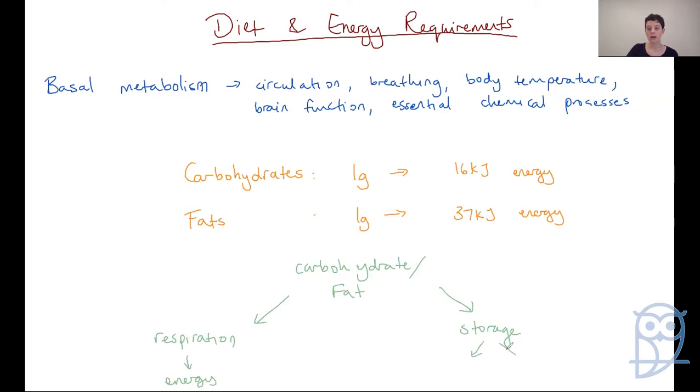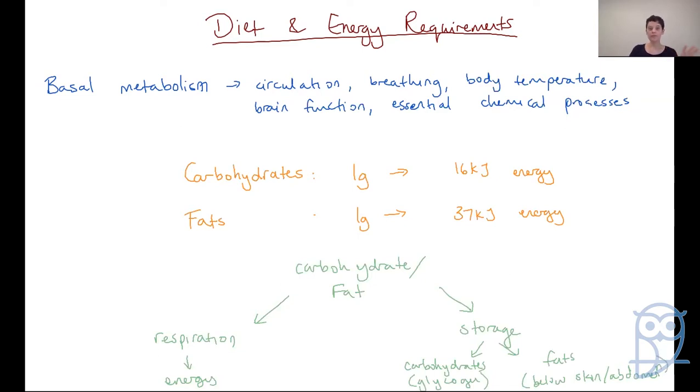So carbohydrates are stored as glycogen in the liver, whereas our fats are stored as fats. We can either put them below the skin or in the abdomen. Ooh, doesn't quite fit. There we go.